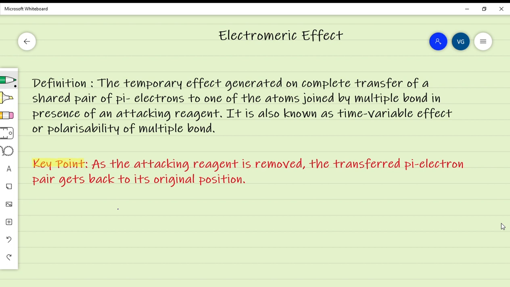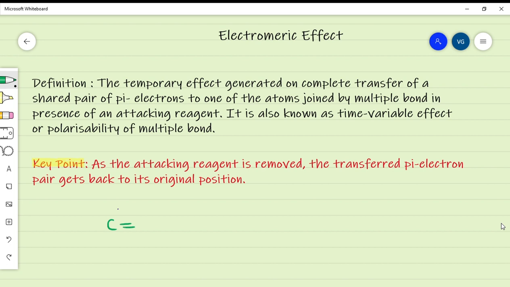So I have already written the definition here. So let me explain to you what is electromagnetic effect. First thing, this effect is applicable only for compounds having multiple bonds, either double bond or triple bond. So, if a compound having a multiple bond is attacked by a reagent, then this pi bond breaks. As we know, a double bond has one sigma bond and one pi bond, and the pi bond is weaker than the sigma bond. So let me write one example.